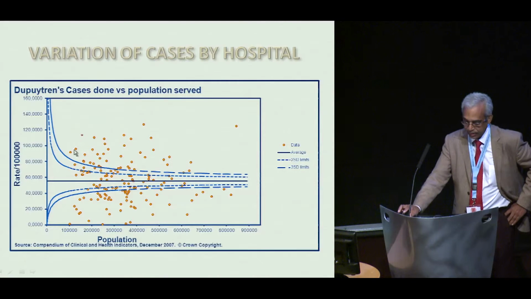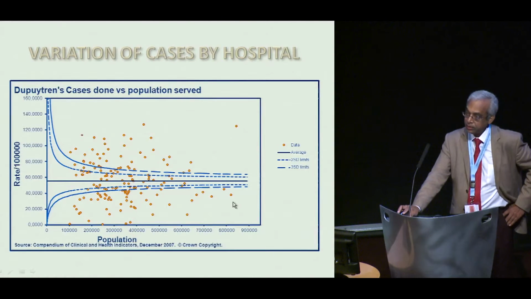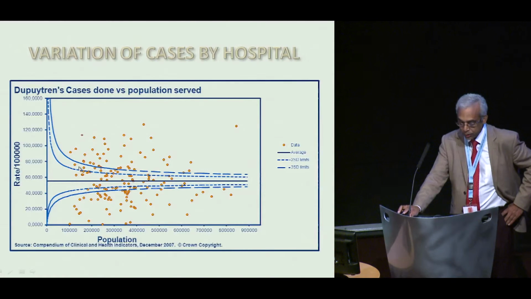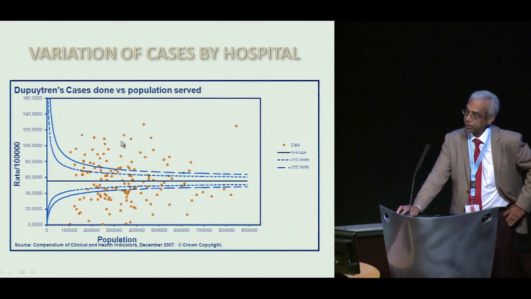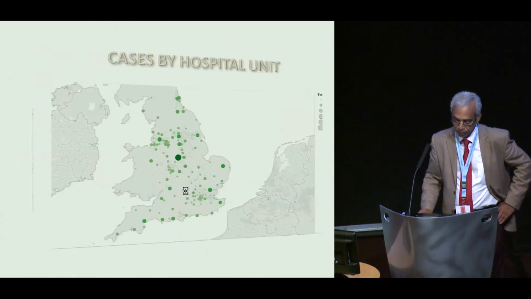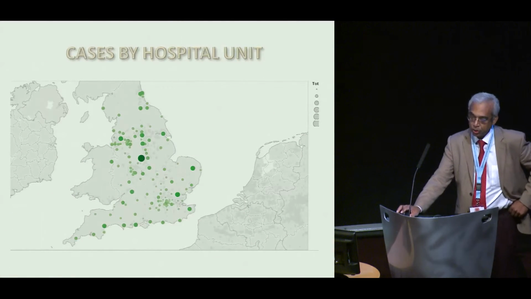And what you see over here is you've got all these units, and immediately what becomes apparent is that there is a large number of units that are outside the control limits. The large units do less surgery, so their rate is less. And the smaller units are doing much more surgery than you would expect. So the message is the overall rate is 56 per 100,000 per year, and there is a large variation between units. And if you look at the geography, it is not immediately apparent.